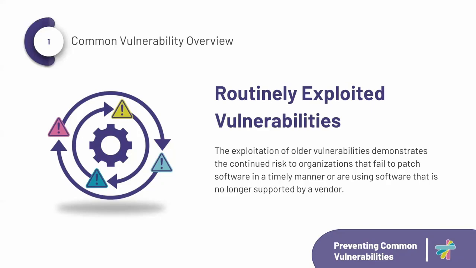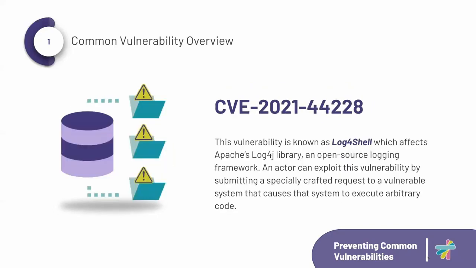These include CVE-2021-44228. This vulnerability is known as Log4Shell, which affects Apache's Log4j library, an open source logging framework. An actor can exploit this vulnerability by submitting a specially crafted request to a vulnerable system that causes the system to execute arbitrary code.